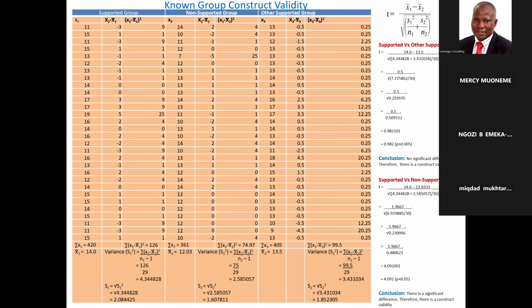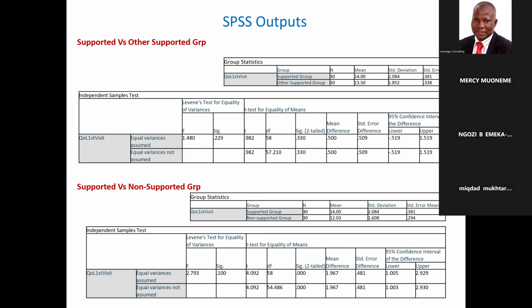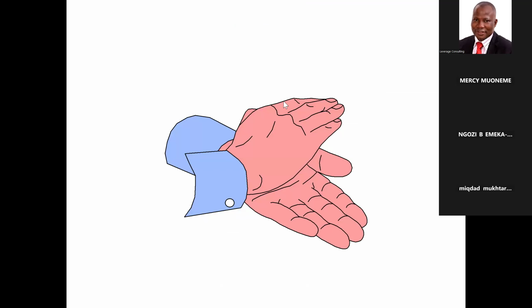In a different way. For example, when I did convergent and discriminant validity, I used the t-test. We have done the t-test. You just compare the two scores and see if there's a statistically significant difference. That's what we have. Any question?